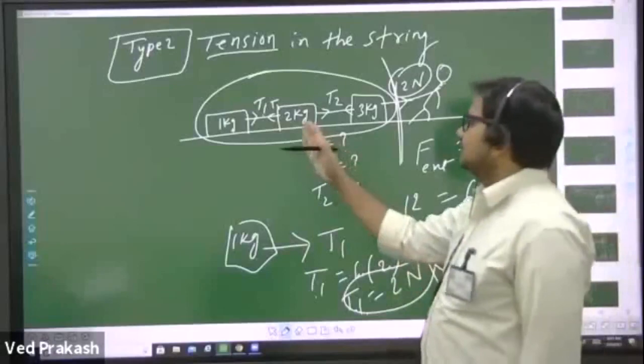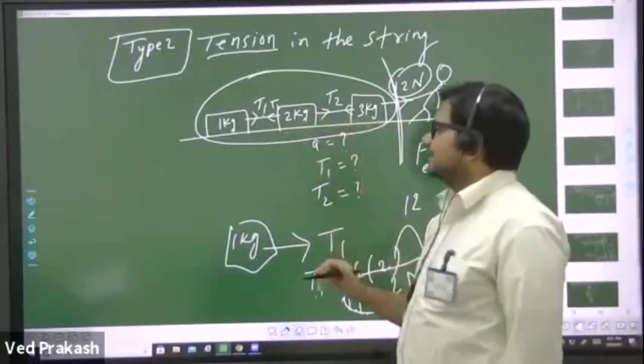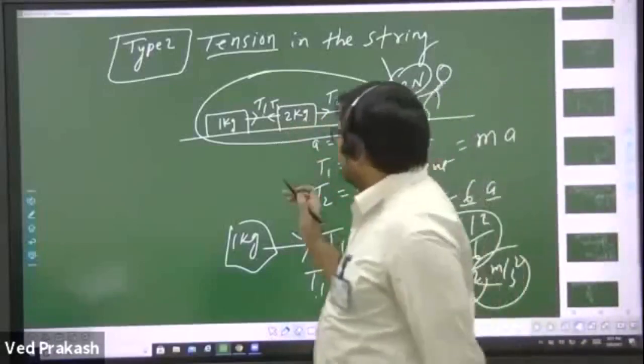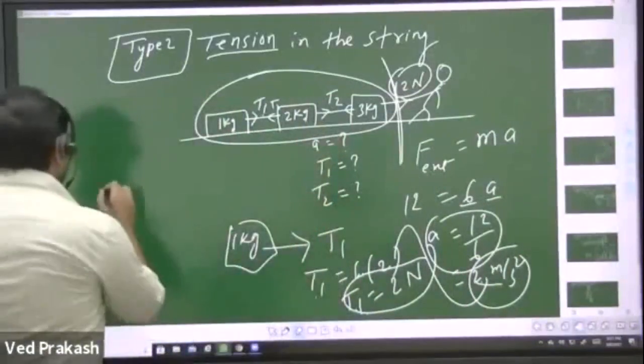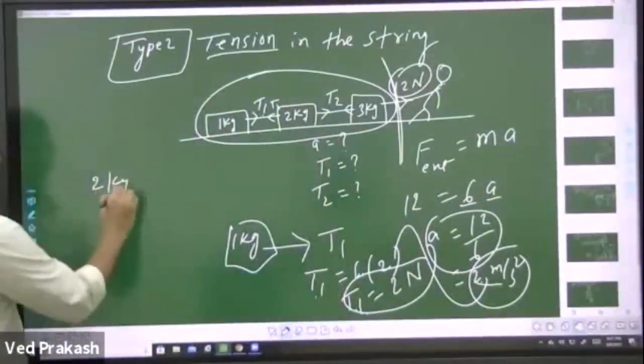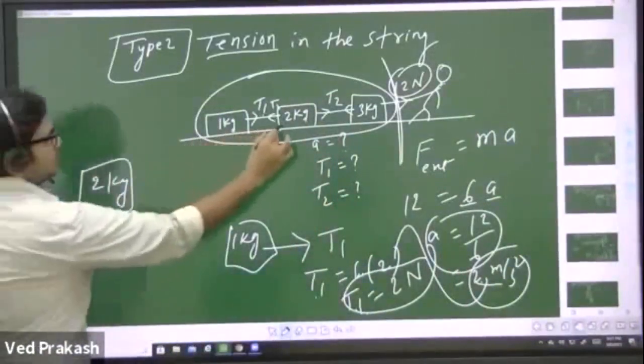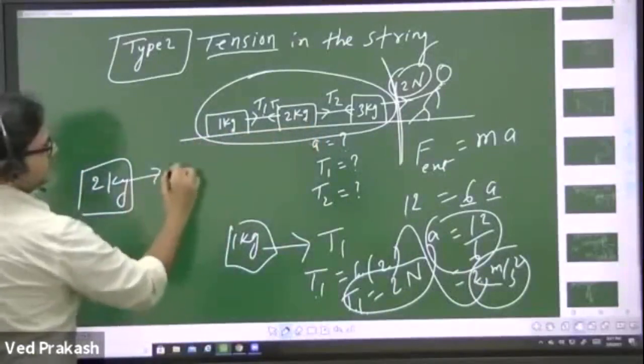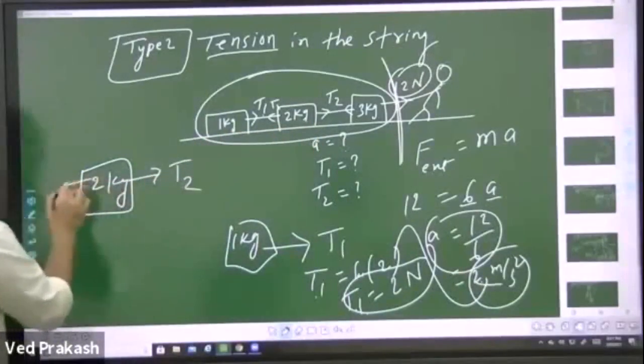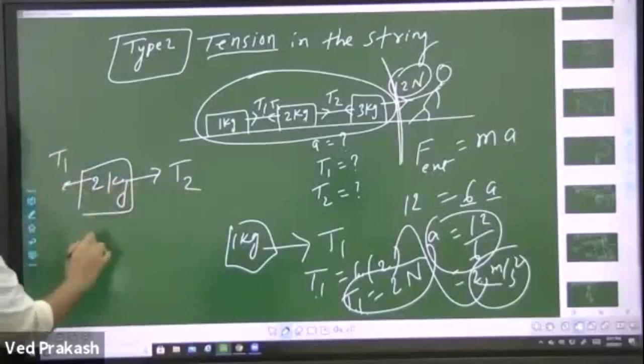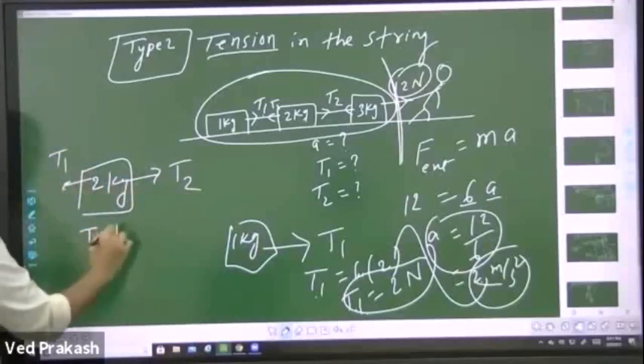To find the tension force acting between the 2 and 3 kg blocks, we will draw the free body diagram for the 2 kg object. The rightward force acting on this 2 kg block is T2 and the leftward force is T1. So the total force acting on this block is T2 minus T1.